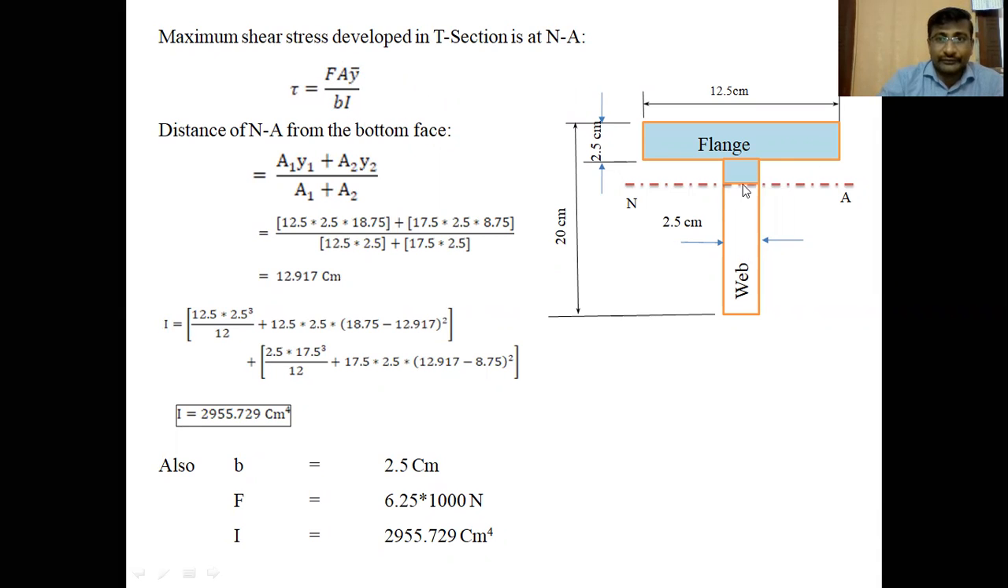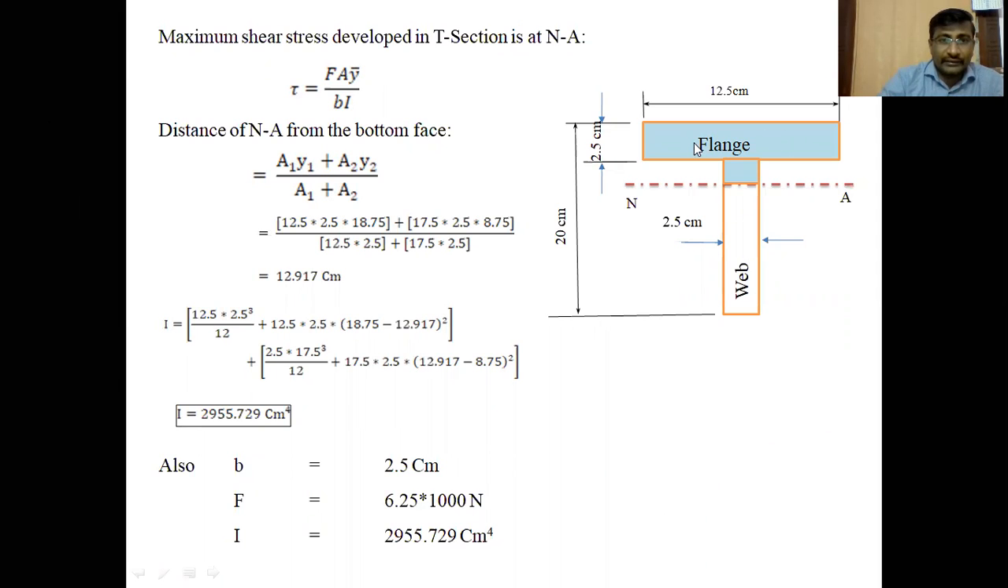By applying this formula at neutral axis, we can find the shear stress at neutral axis. So before going to find the shear stress at neutral axis, we should know the location of neutral axis for the T section. First of all, locate the neutral axis, where the neutral axis will be located in the T section. So distance of neutral axis from the bottom face is equal to A1y1 plus A2y2 by A1 plus A2. This is the location of centroid or center of gravity from the bottom face.